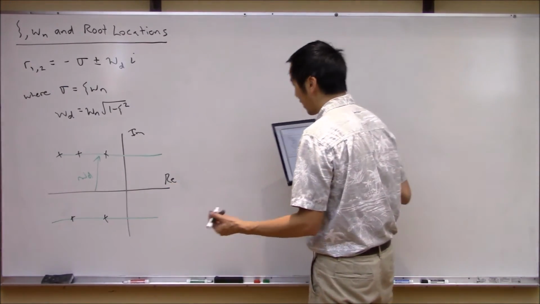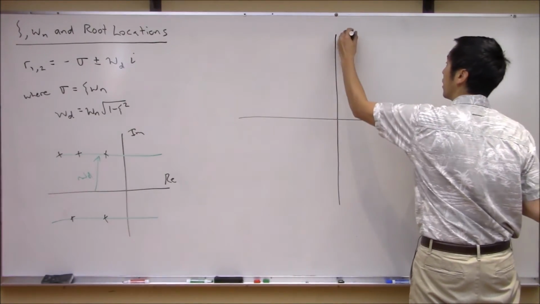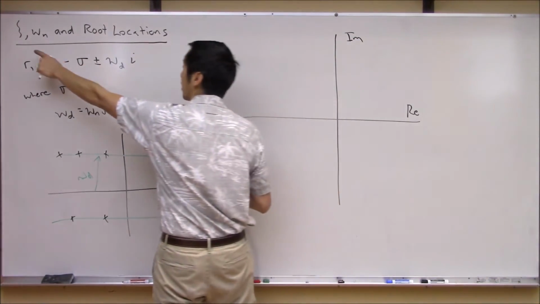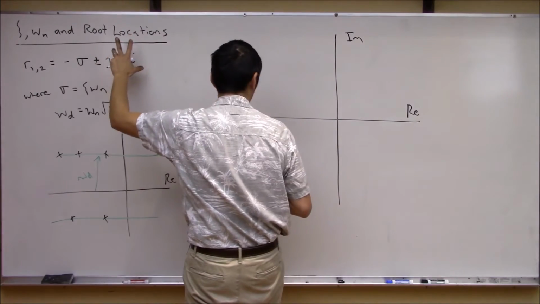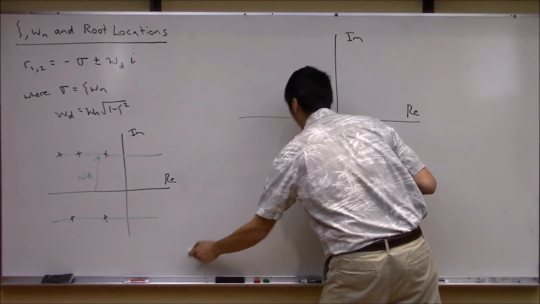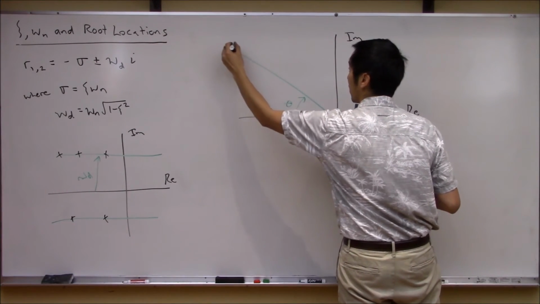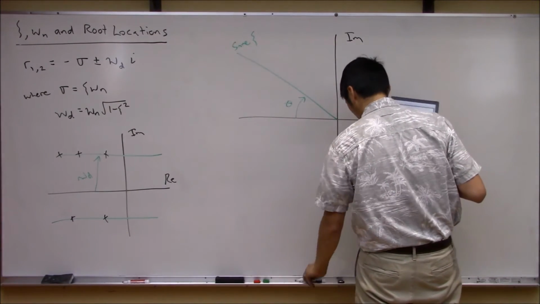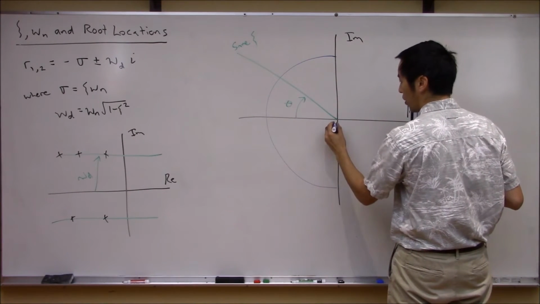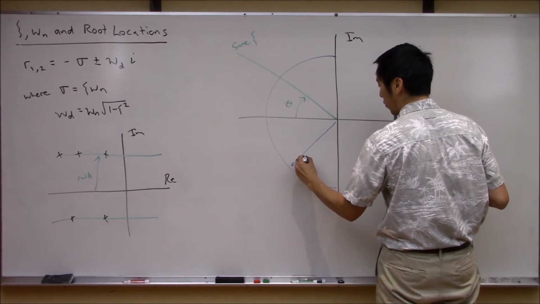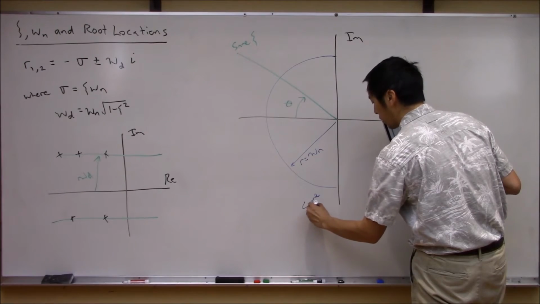So maybe we should summarize and draw this in a larger picture. We see that the natural frequency and the damping ratio have a relationship with the root location. Things along a line with a constant angle theta have the same damping ratio. And things along a radius of radius r, this radius being the natural frequency, all have the same natural frequency.